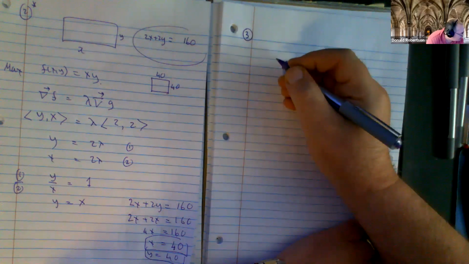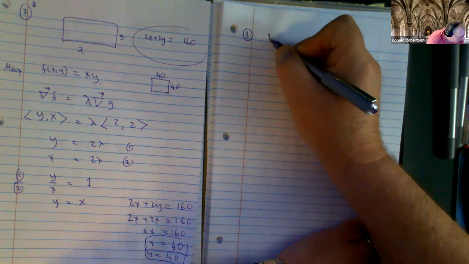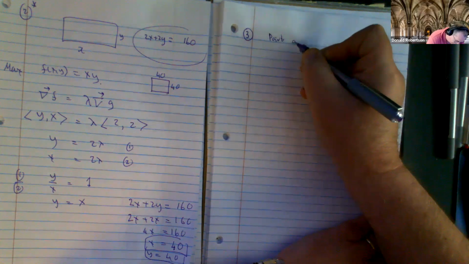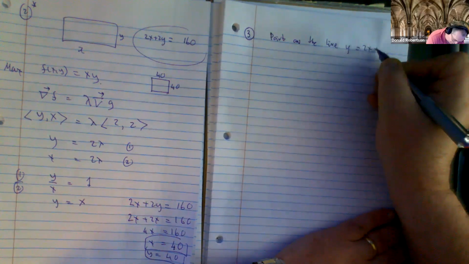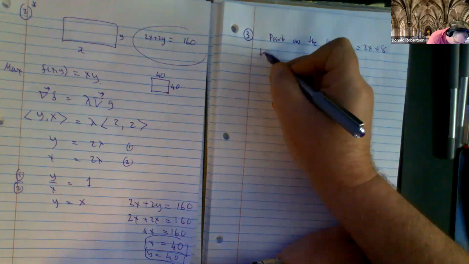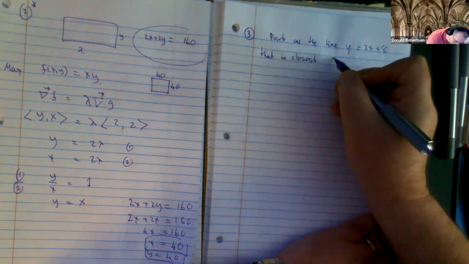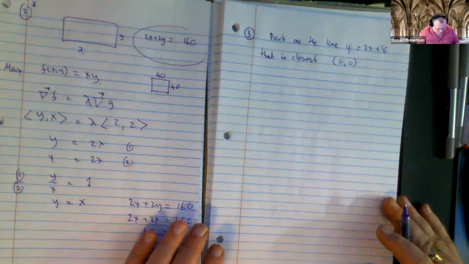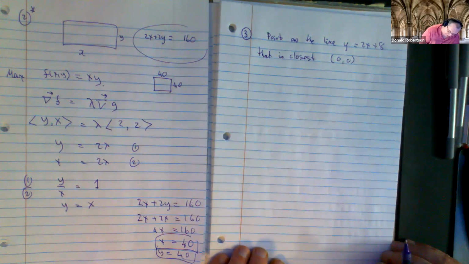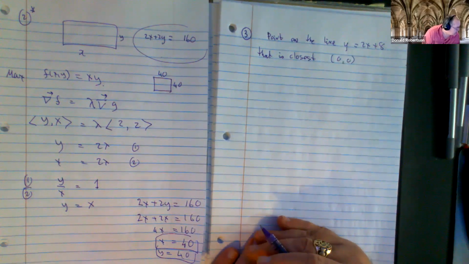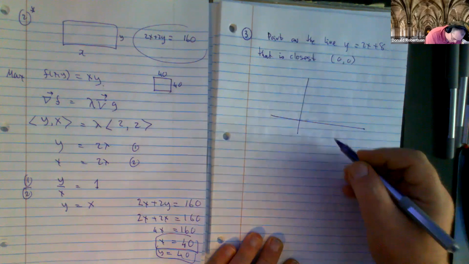Right, question 3. We want to find the point on the line y equals 2x plus 8 that is closest to the origin. Interesting. Try and draw what's going on.